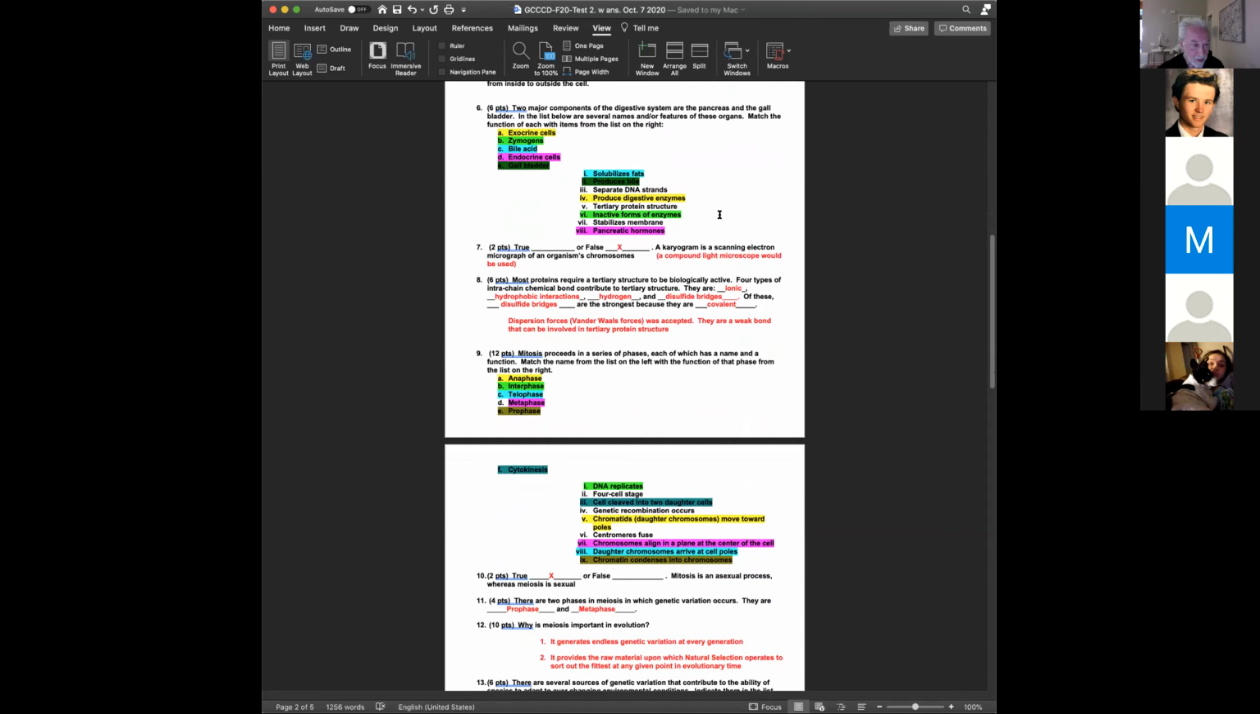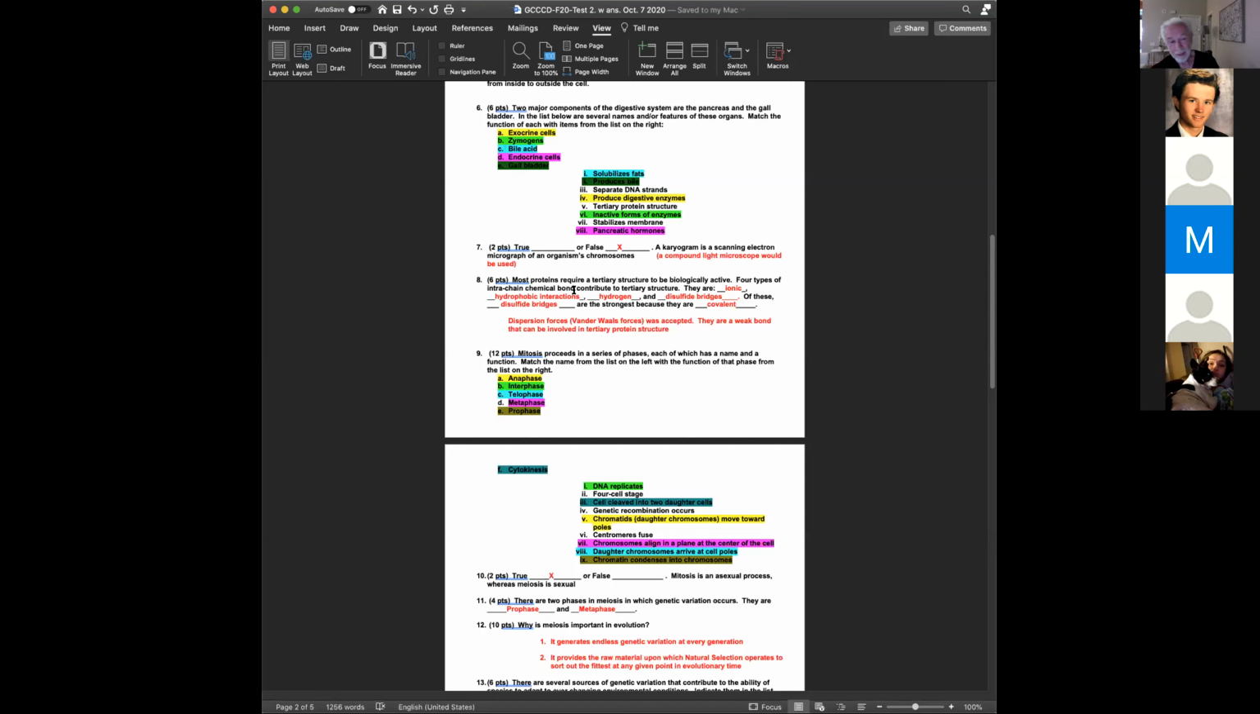The next question is about a karyogram, or karyotype, and it's false. It states the karyogram is a scanning electron micrograph of an organism's chromosomes. In fact, you wouldn't use a scanning electron microscope to look at a karyogram. You'd use a compound light microscope. And any time that a scanning electron microscope would be used as a secondary step, in other words, you take a look with a light microscope, you might want to have a closer look with a scanning scope, but that would not be a typical karyogram.